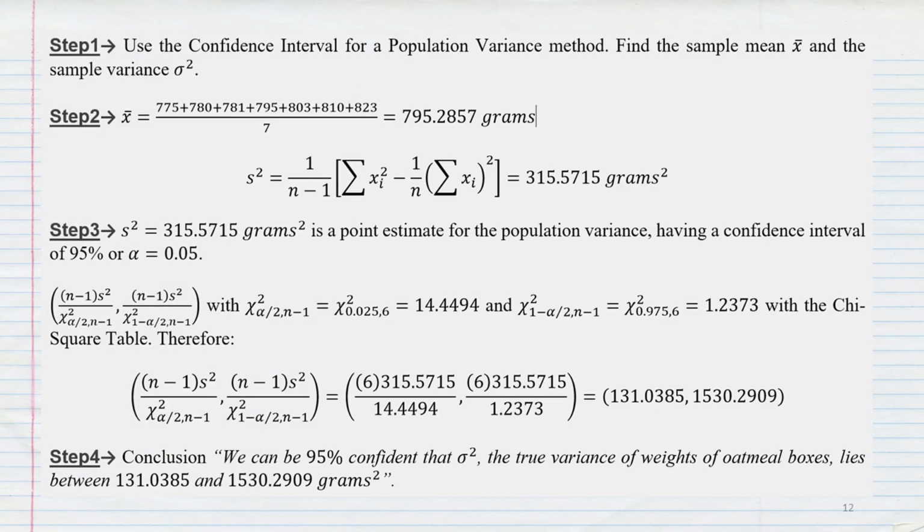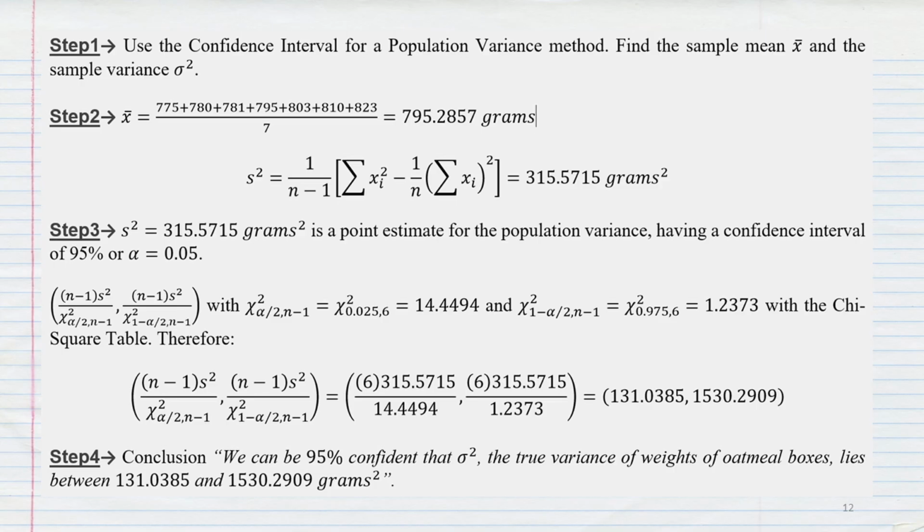The solution to this problem is very easy if we apply the cheat sheet provided. Start by calculating the sample mean to find 795.2857 grams and the sample variance of 315.5715 grams square. Notice that these values were not directly provided in the problem statement. Then, find the critical value by using the chi-square table and the degree of freedom n-1, and apply the values found in the equations provided.